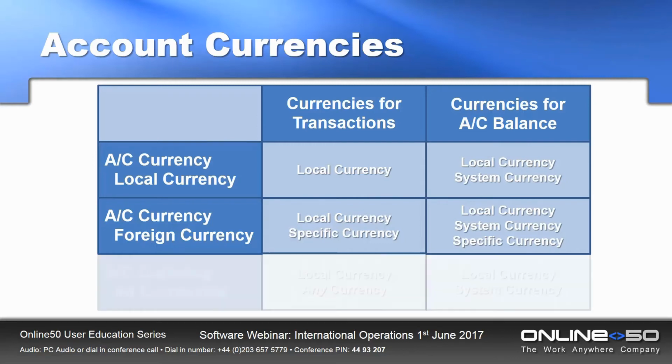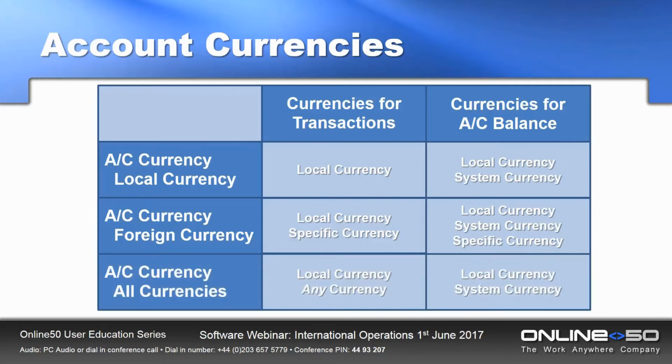If the account has been set for all currencies, then postings to the account can be made in any currency you like, which of course includes your local currency. The account balance is maintained in the local currency and the system currency. So we can see from the chart we can always post in the local currency, and that the account balance is always available in both the local currency and the system currency. If a specific currency is set, then the account balance is also available in that currency.